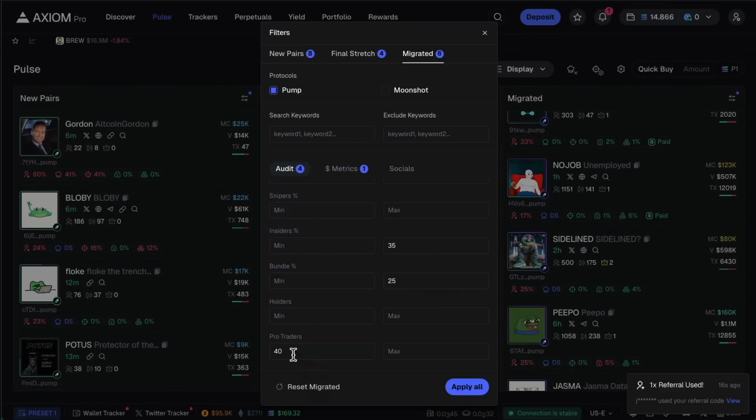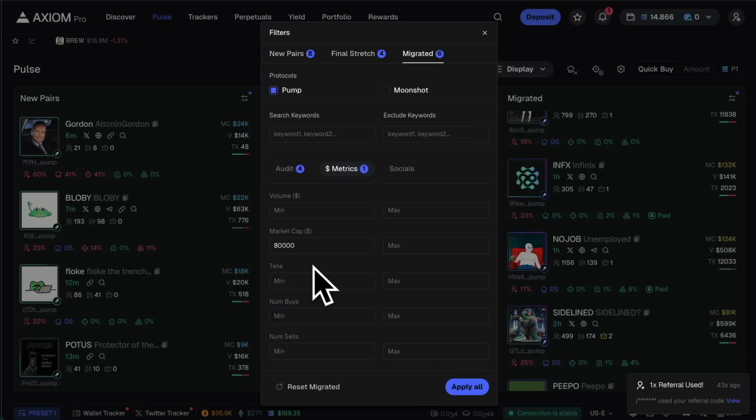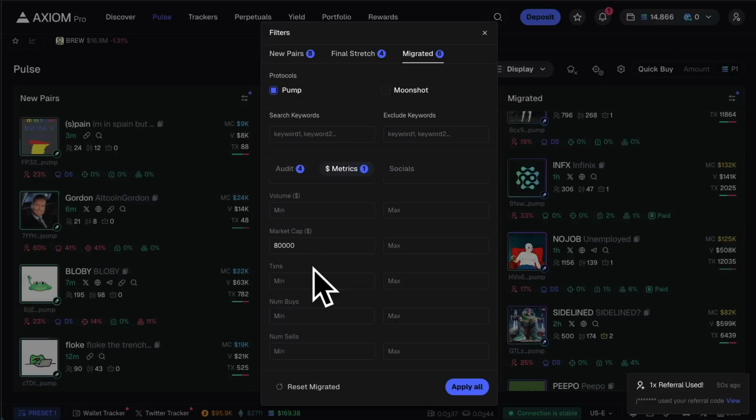Then as we go further down, I'm just going to put a minimum of 40 pro traders and leave everything else blank, go into metrics, and put a minimum 80k market cap. The reason I want 70k, 80k-ish is that's the exact market cap you have to reach for the coin to get migrated and get that liquidity pool. So all the ones you see on the right hand side that migrated, at some point they were over 80k and then they may have dropped below. If they got over 80k and dropped below, that's an extremely bad sign. It's very, very rare that anything drops below bonding and then pumps into the hundreds of thousands or even millions.